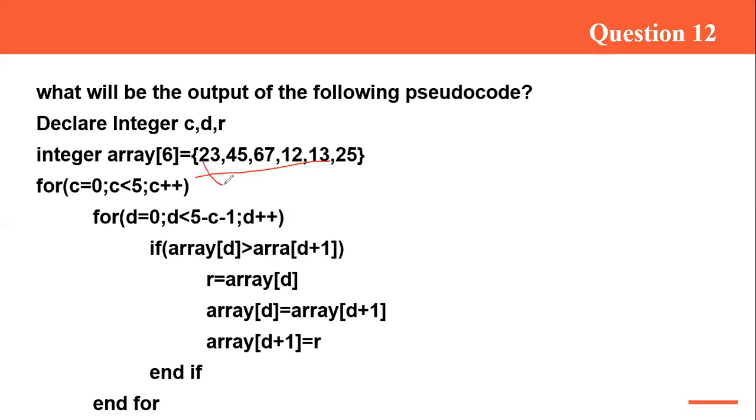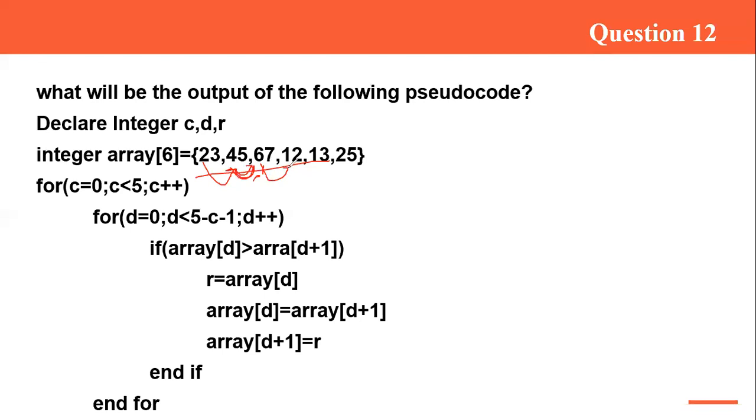That means 23 is compared with 45. Index 0 is compared with index 1. Is 23 greater than 45? No. If it's not greater, you are not doing anything. If it's greater, you are swapping it. As of now, nothing happens. D will become 1. Now 45 and 67. Is 45 greater than 67? No. Nothing happens. Then again D moves forward.